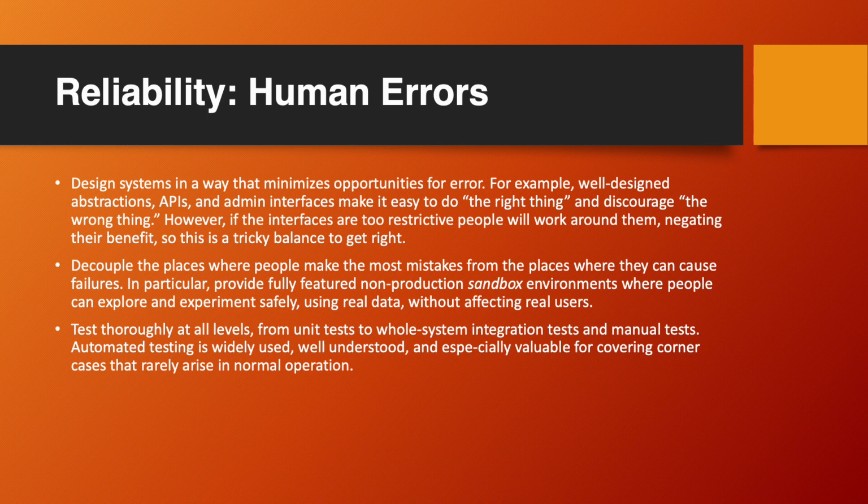Decouple the places where people make the most mistakes from the places where they can cause failures. In particular, provide fully featured non-production sandbox environments where people can explore and experiment safely using real data without affecting real users. Test thoroughly at all levels, from unit tests to whole-system integration tests and manual tests. Automated testing is widely used, well understood, and especially valuable for covering corner cases that rarely arise in normal operation.